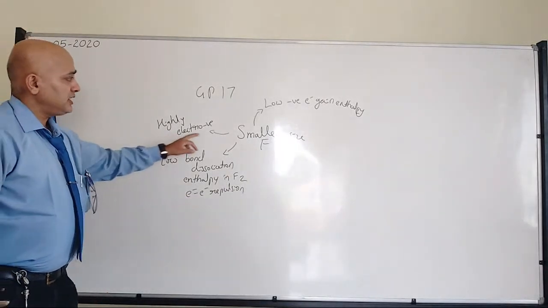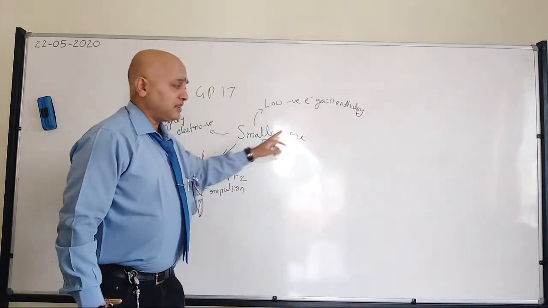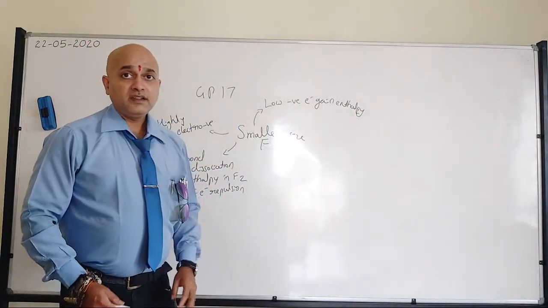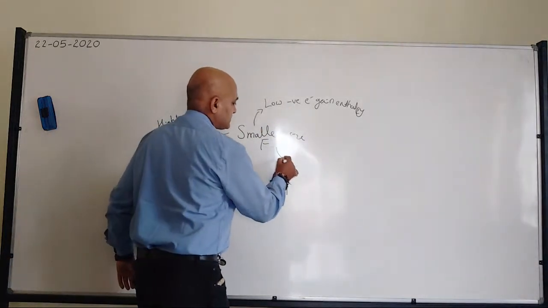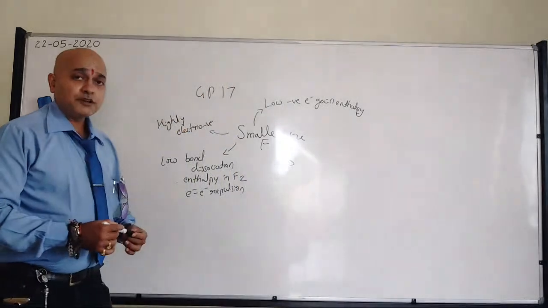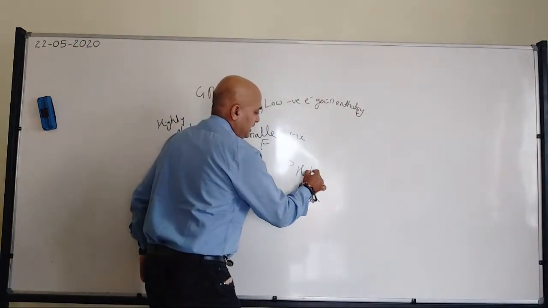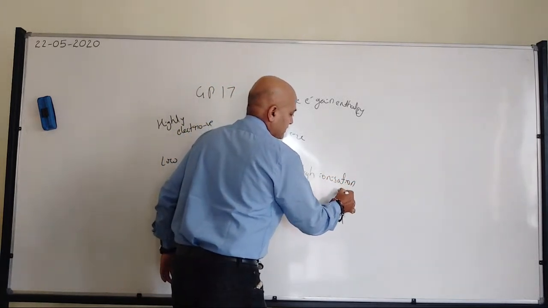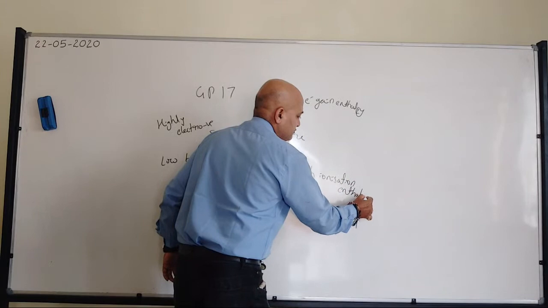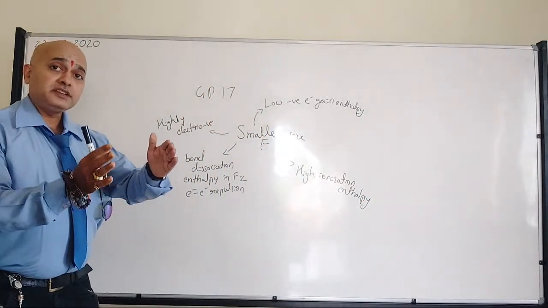So highly electronegative, that is related to the atom. Low negative electron gain enthalpy, that is related to the atom. Fine? All of you have understood? So what else have we discussed? Another one is high ionization enthalpy. High ionization enthalpy.